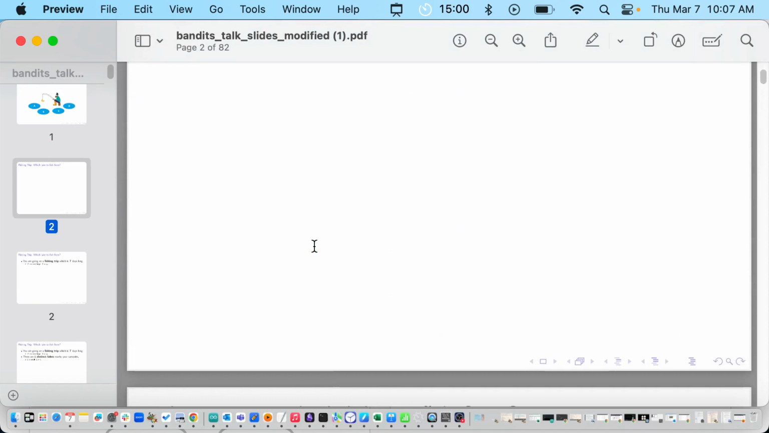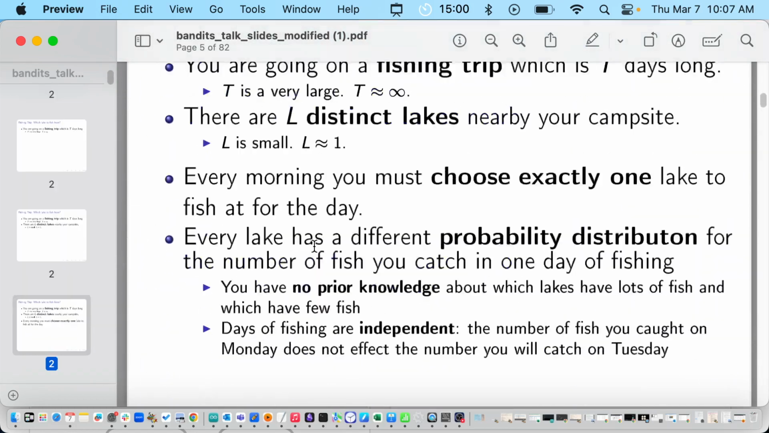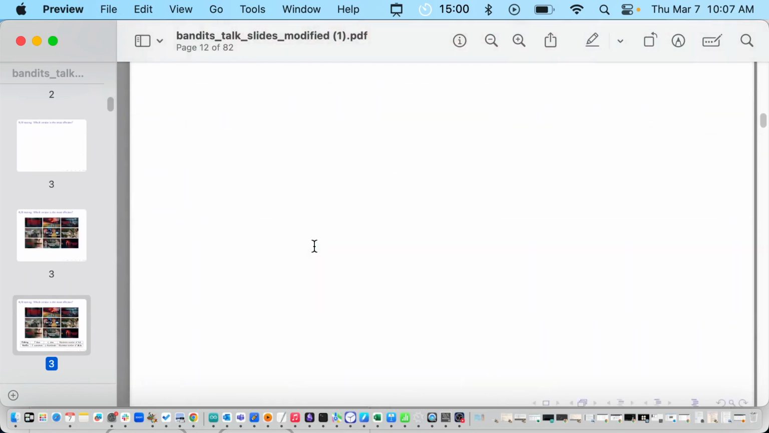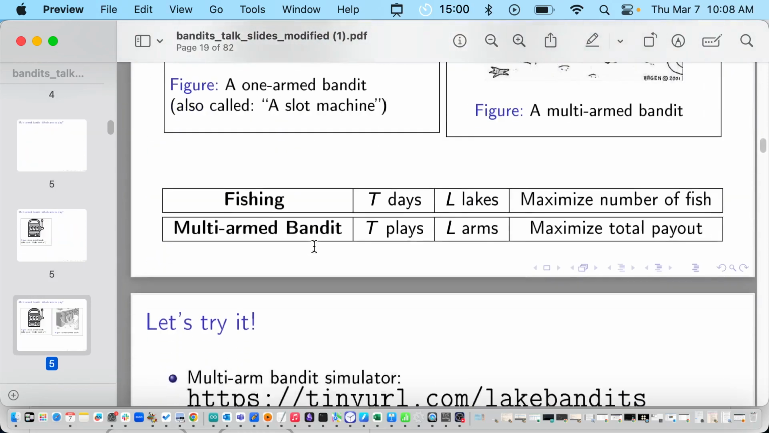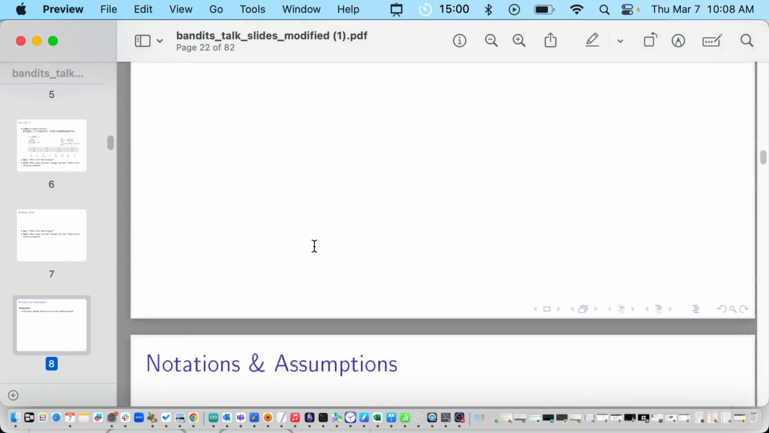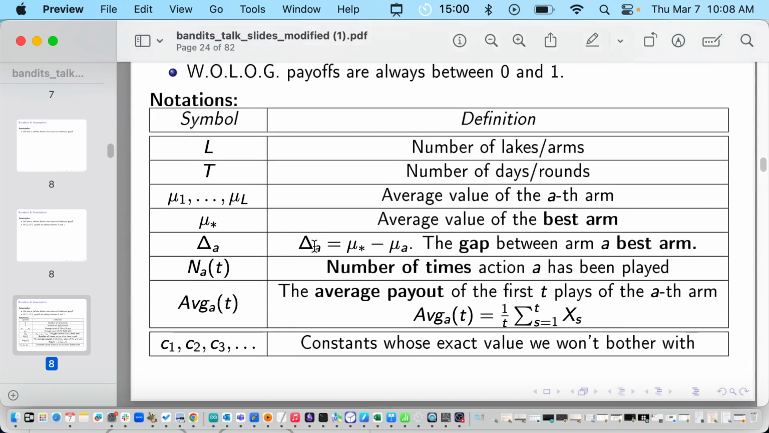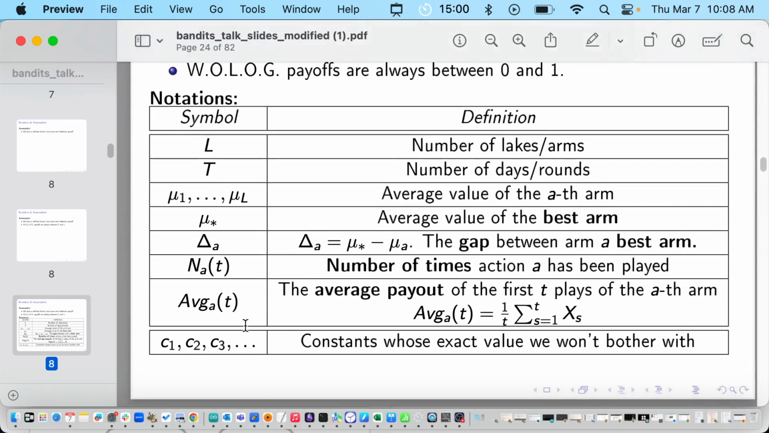And then we talked about why this is important in real life, including in our problems of deciding which actions to try. And then we got to some definitions for this multi-armed bandit problem. We defined these things. Capital L was the number of arms or lakes. Capital T was the number of days or rounds that you play. And then we had these amounts of regret. So each arm has some amount of regret that we call delta A. That is sort of the amount of regret you get by playing that arm. If you play the best arm, you get 0 regret.